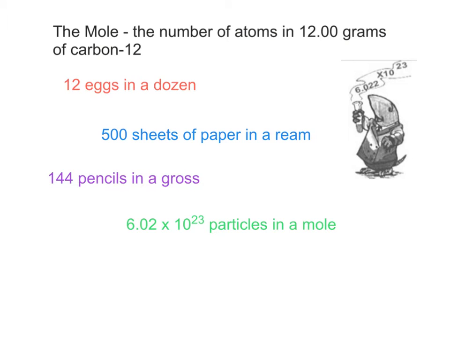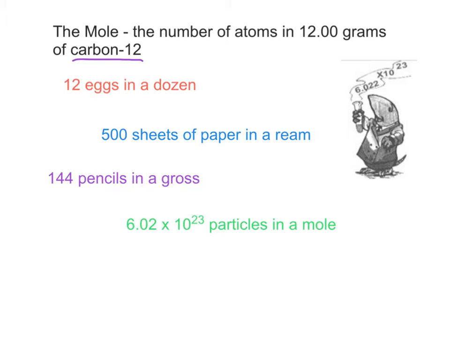The mole is an important concept in chemistry. It's the number of atoms in 12 grams of a carbon-12 isotope. So, what does that mean? Well, it's just a number to make counting simpler.